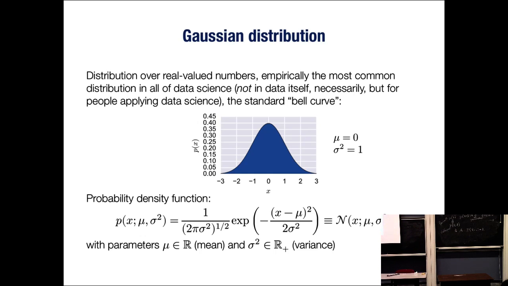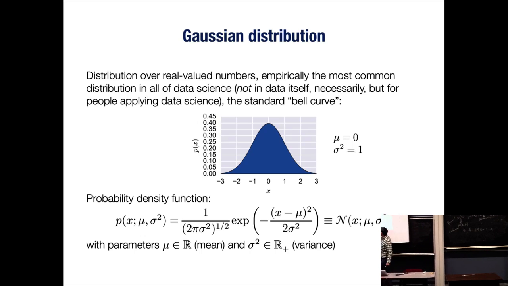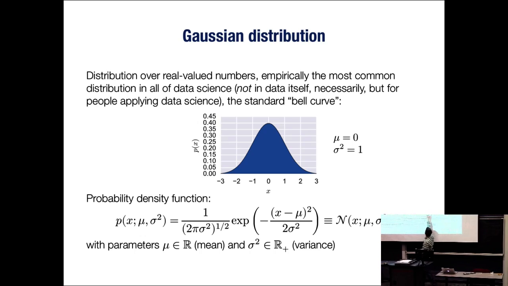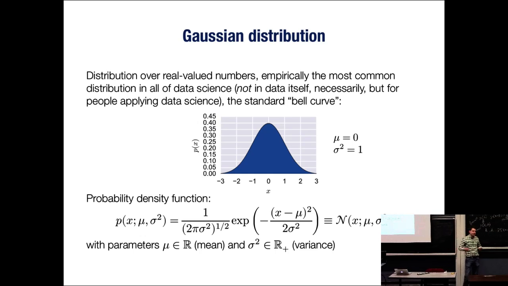Anyway, I'm sure everyone's familiar with or has at least seen a Gaussian before. This plot shows the Gaussian density, p of x. Again, it's not a probability, it's a density function. It shows the density versus x for the Gaussian with mu 0 and sigma 1. Mu here is called the mean of the distribution, and sigma is called the variance of the distribution. These are the two parameters that govern a Gaussian distribution.